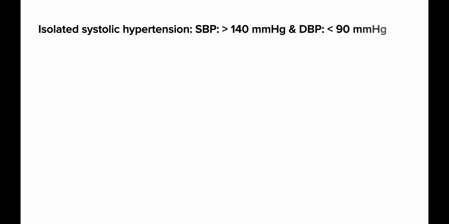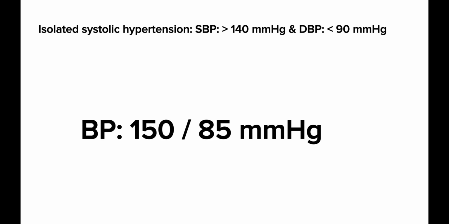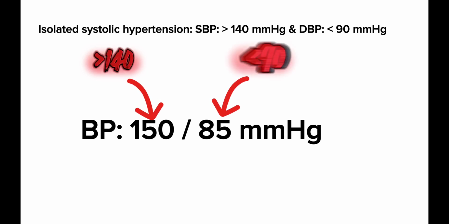Now, what is isolated systolic hypertension? When only systolic blood pressure is high, but diastolic blood pressure remains normal. For example, systolic blood pressure is 150, and diastolic blood pressure is 85. Here you can see only systolic blood pressure is increased, which is more than 140, and diastolic is below 90. That is a perfect example of isolated systolic hypertension.